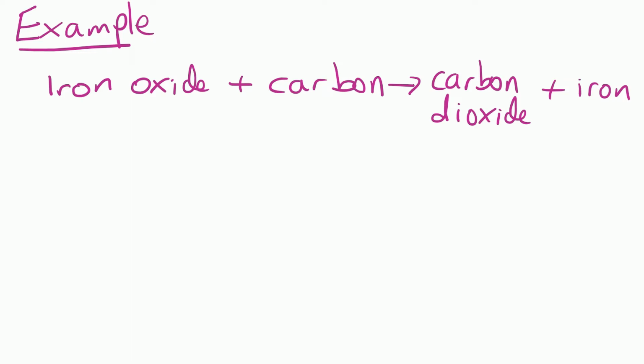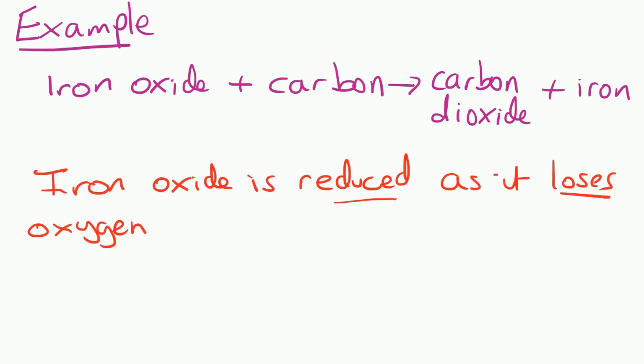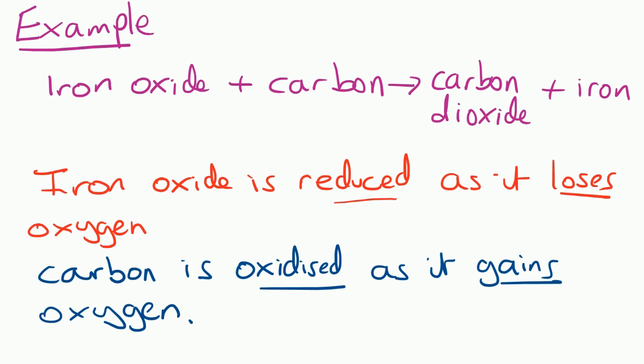The carbon is able to take the oxygen away from iron because it's more reactive. It's higher up the reactivity series that we've been learning about compared to iron. So in this example, iron oxide is reduced because it loses oxygen. It turns from iron oxide into iron. The carbon is oxidized as it gains oxygen. We can see it changing from carbon into carbon dioxide.